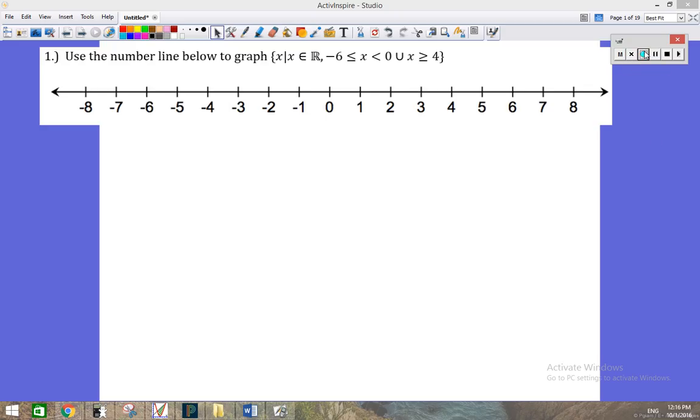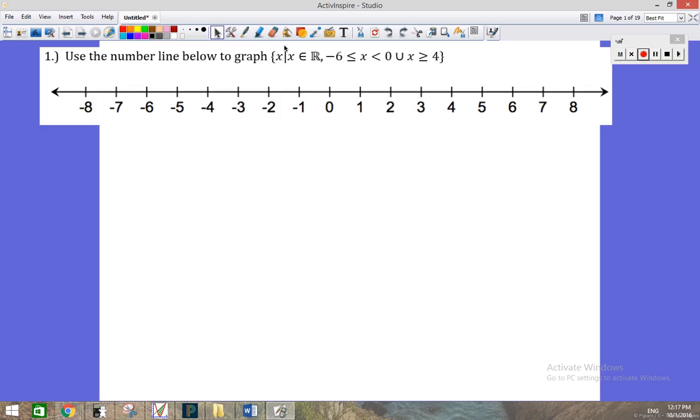So let's take a look at the solution to our last quiz. This quiz covered Skill 3 relations and functions, from Skill 3A to Skill 3D, I believe. Alright, so use the number line below to graph. This set is given to us in set builder notation.